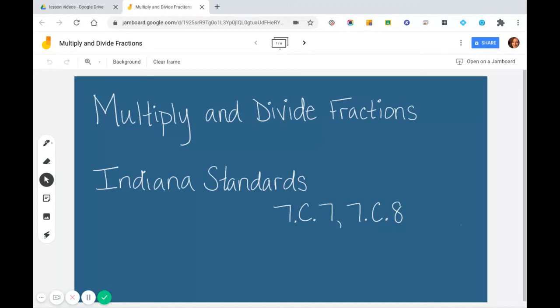Hello, everyone. So in this video, I'm going to show you how to multiply and divide fractions. If you don't know how to convert mixed numbers to improper fractions, please review that beforehand. Also, if you are not comfortable with multiplying and dividing integers, positive and negative numbers, I would encourage you to look over that also before you start this.